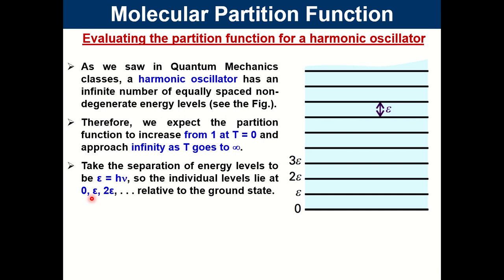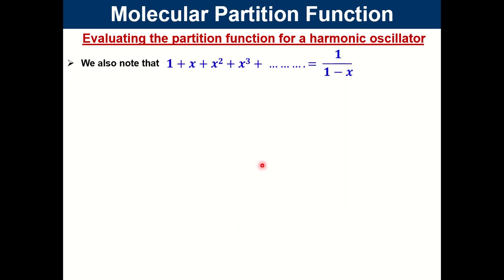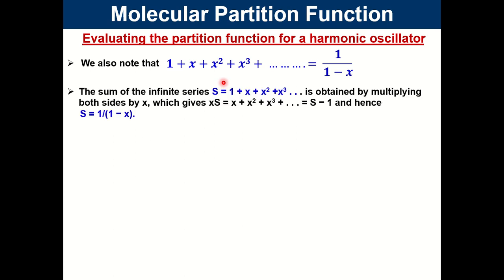the individual levels lie at 0, epsilon, 2 epsilon relative to the ground state. So we need to evaluate the partition function over these levels, i equal to 0, 1, 2, 3, and so on. The degeneracy g_i term will vanish because it is equal to 1, so we don't have to worry about it. We only have to evaluate this summation of the exponential term. We can make use of a mathematical relation to simplify the equation.